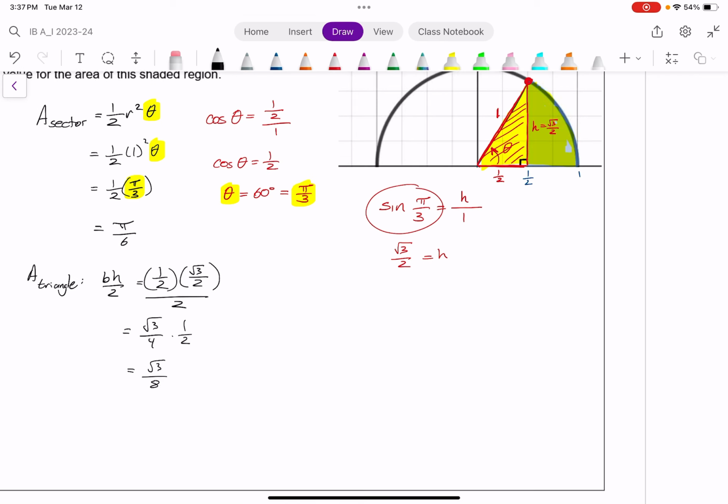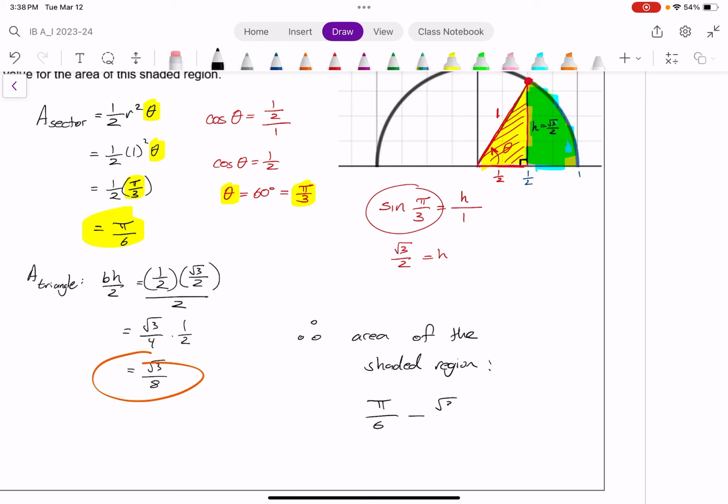And so finally, the area of that shaded region, like I mentioned a while ago, is going to be the area of the whole sector minus the area of the triangle. And so I'll just finish off with that. I'll say, therefore, the area of the shaded region is going to be, again, pi/6, that's the larger value, minus the triangle, √3/8. And I could combine my denominators together, but why, I'm done, so I'm not going to make it more work.